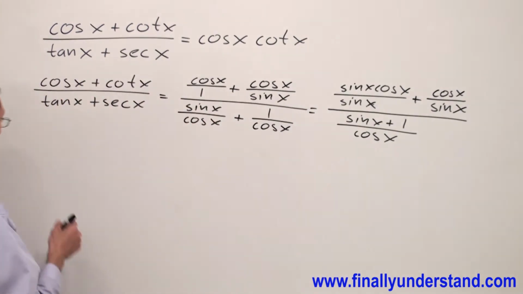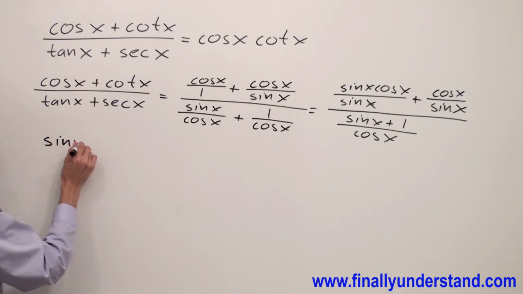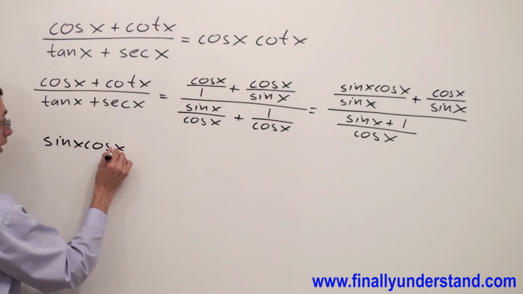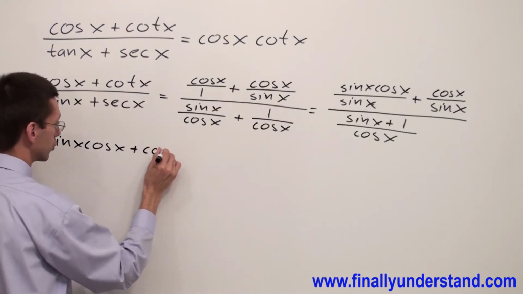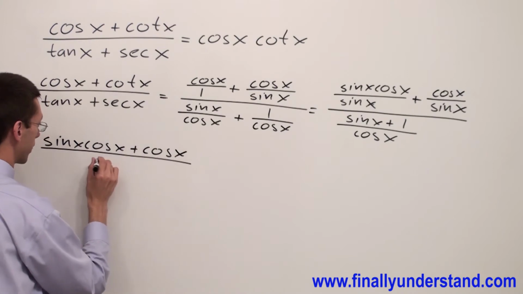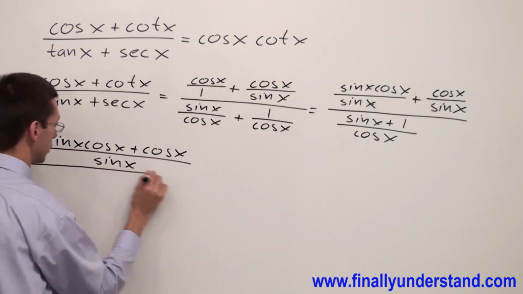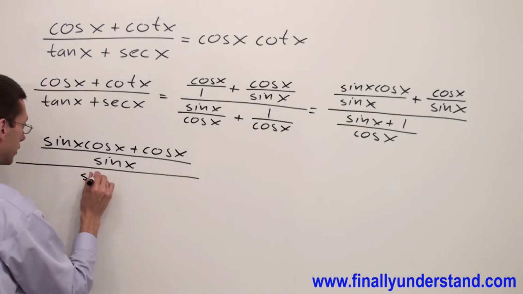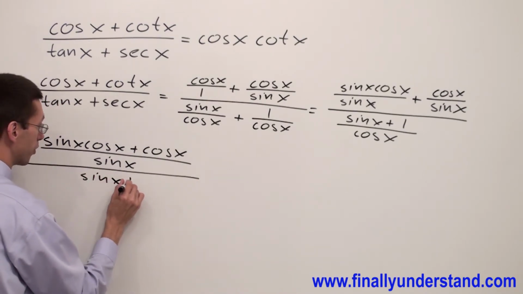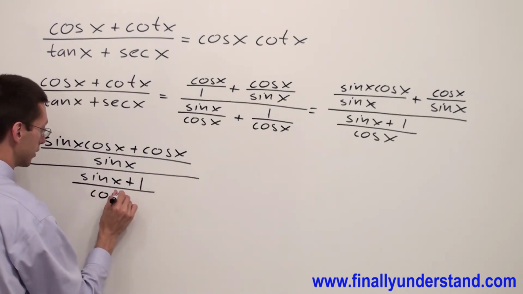Next, I'm supposed to perform the addition in the numerator. So what I'm supposed to do? Simply write everything over one fraction bar. I mean sine x cosine x plus cosine x over sine x, over sine x plus 1 over cosine x.